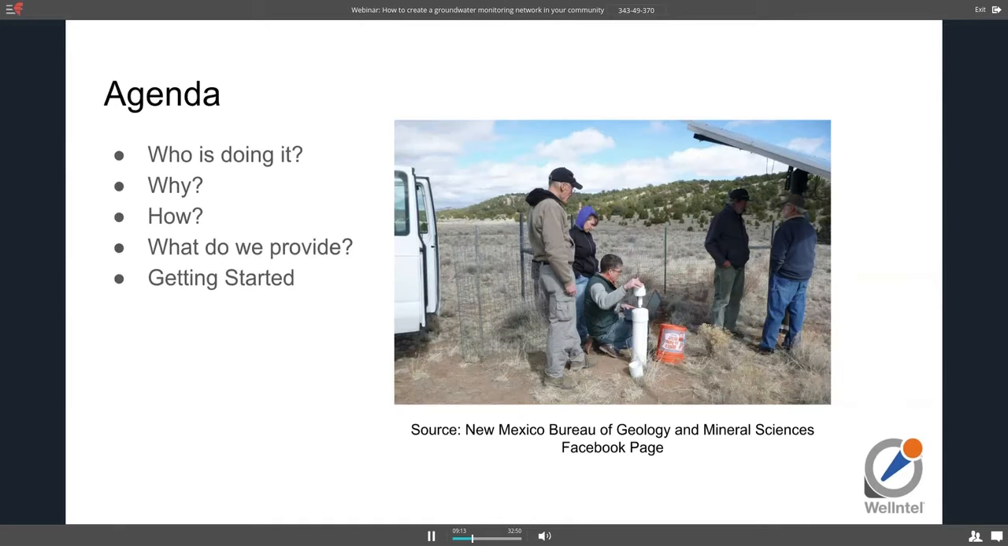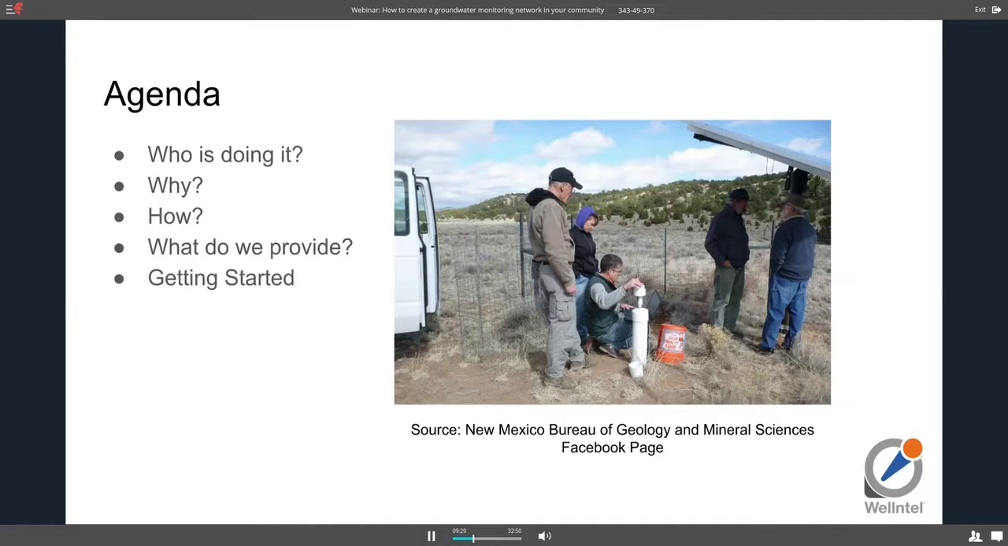As a quick agenda, we're going to talk a little bit about who is setting up community groundwater networks and why they're doing it and how they're doing it and what we can provide along the way, and then some tips in terms of how to get started.